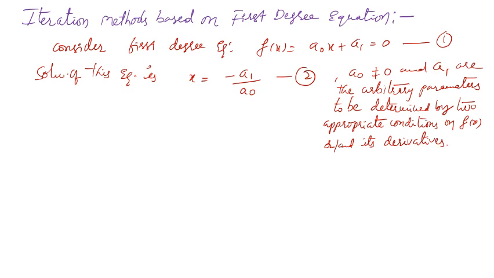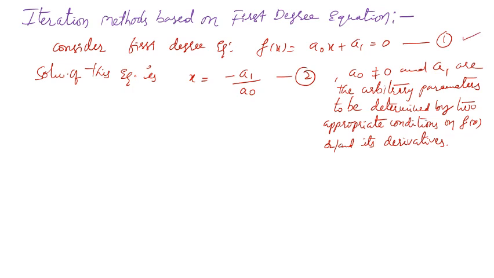Let me explain this. See, the next methods are secant method, regula falsi method, Newton-Raphson method. All these methods are based on first degree equation. So the heading for this topic is iteration methods based on first degree equation. It is a well known equation. First degree equation is a0 x + a1 = 0.